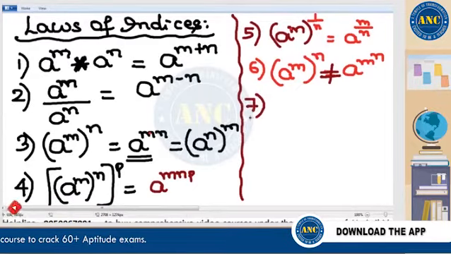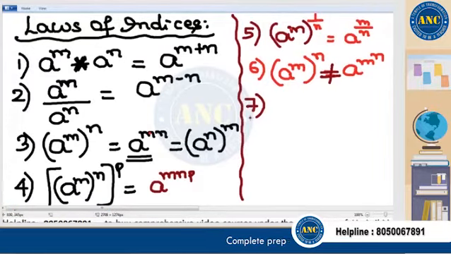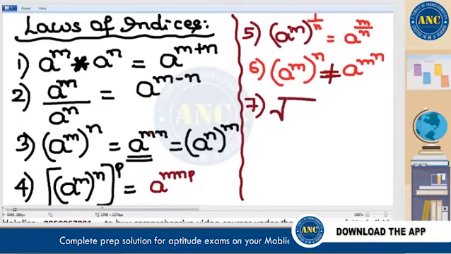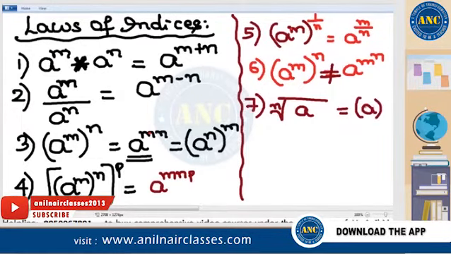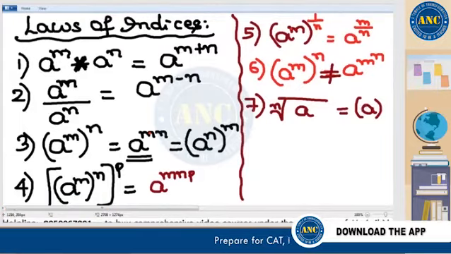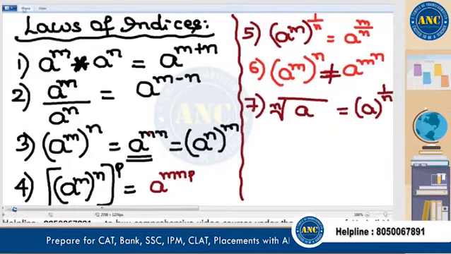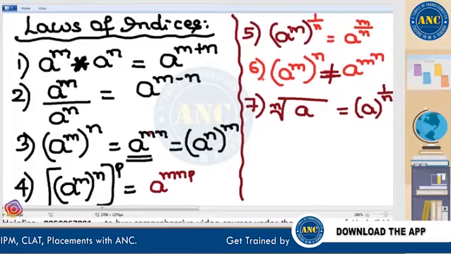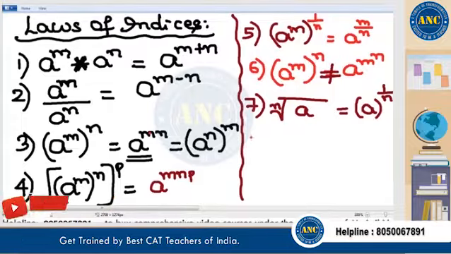Next, another law of indices. These are extra laws of indices that I am writing right now, which need not actually be memorized. You can derive them whenever required, but I am just writing them. Suppose I have the nth root of a. You can remove this nth root and write a, and when it goes to the right hand side, it becomes a power 1 by n. For example, the square root of a is nothing but a power 1 by 2. The fourth root of a is nothing but a power 1 by 4, and it follows, right?